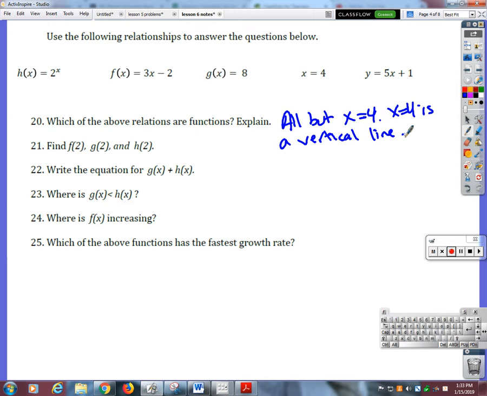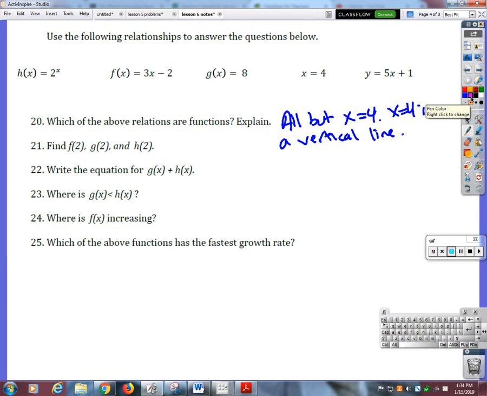That's a horizontal line, so that's okay. So all of them are functions except for x equals 4. X equals 4 is a vertical line, so it fails the vertical line test. Everybody else is fine. So 21, when it says find f of 2, g of 2, and h of 2, that just means plug 2 into those three functions.